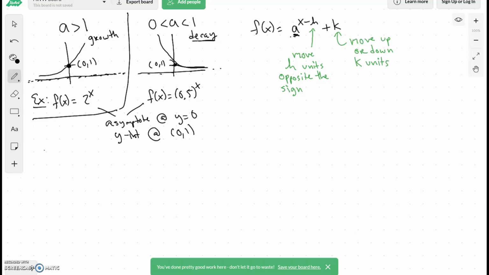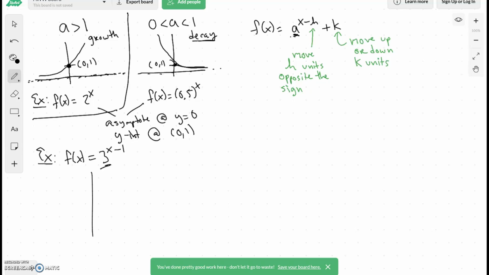So let's say I had my function to be 3^(x-1). So let's say we have something that looks like that. How would you go ahead and graph that? The first thing that you want to know is, is this going to be exponentially increasing or exponentially decreasing? Well, you know that it's going to be growth because this 3 is greater than 1, so the graph is going to look like that.